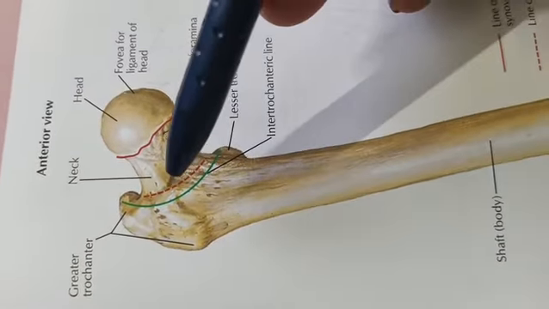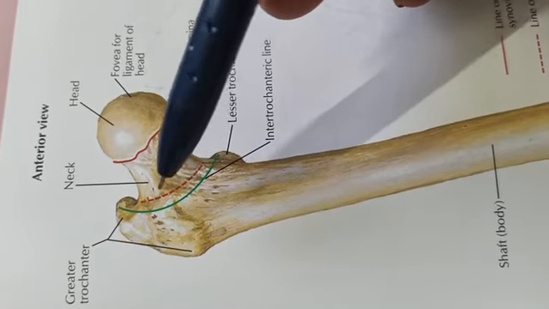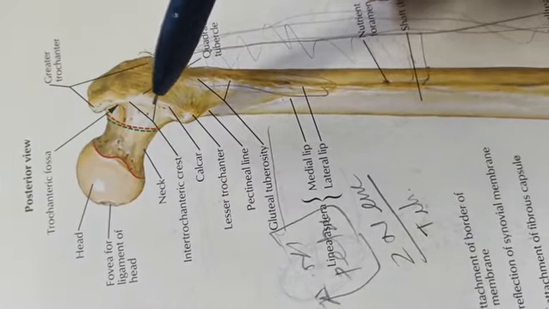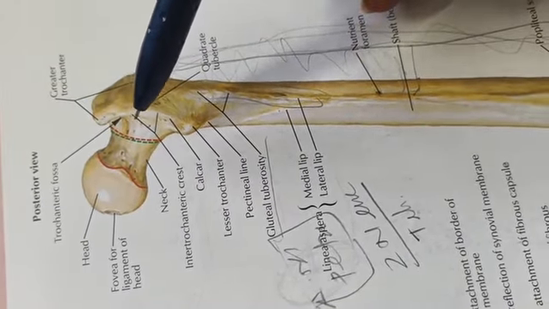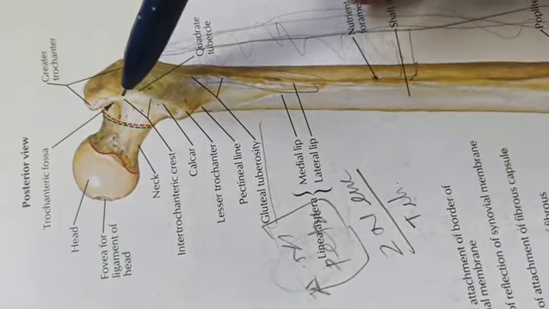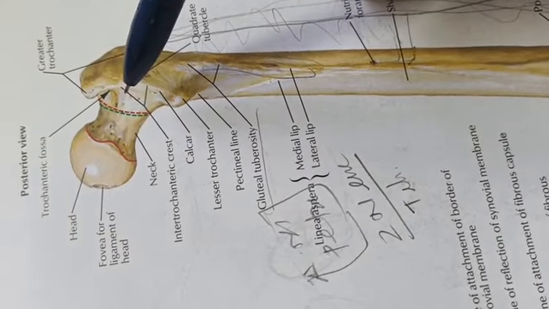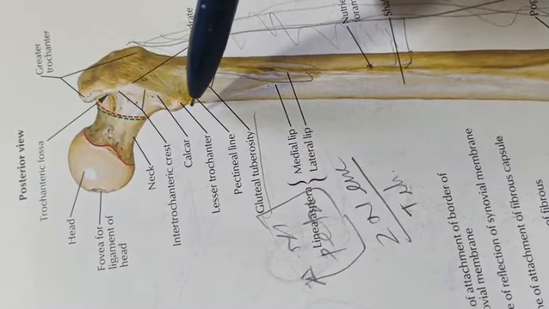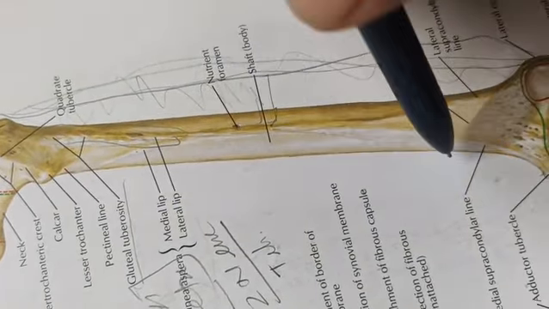Over the ventral surface you have the intertrochanteric line over the anterior surface, and on the posterior surface you have the intertrochanteric crest. This is in the form of a crest. See here, the intertrochanteric crest, and here you have a space known as the trochanteric fossa. Okay, this is the pectineal line coming downwards, and this is the linea aspera.